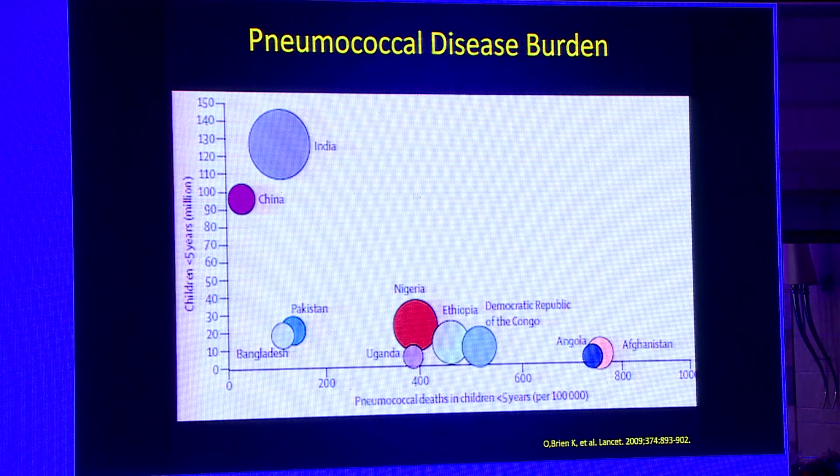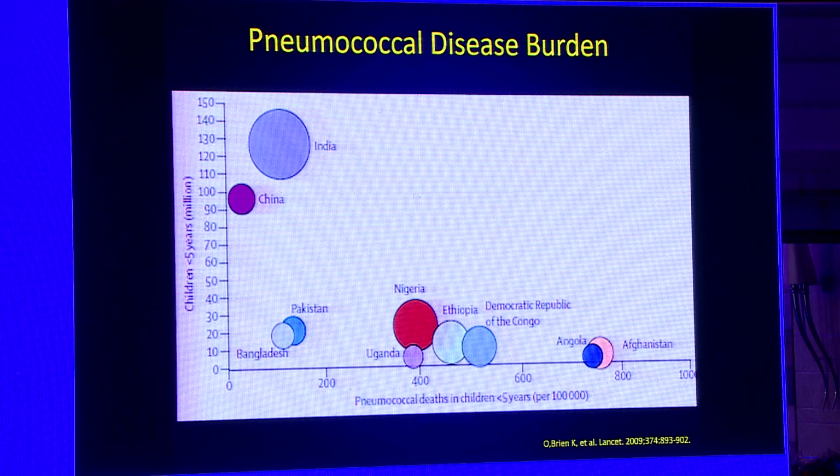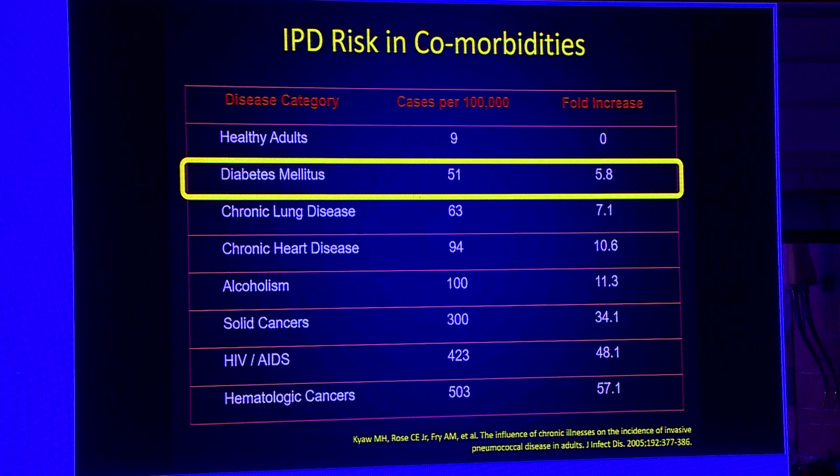The second infection is pneumococcal disease. India has a very high burden of pneumococcal disease. And what is surprising is that pneumococcal disease, especially the invasive variety, has a close correlation with certain underlying comorbidities. In fact, patients with diabetes are probably at more than a 6-fold risk of developing complications of invasive pneumococcal disease. And you will see the other comorbidities which are associated with an increased risk of invasive pneumococcal disease.